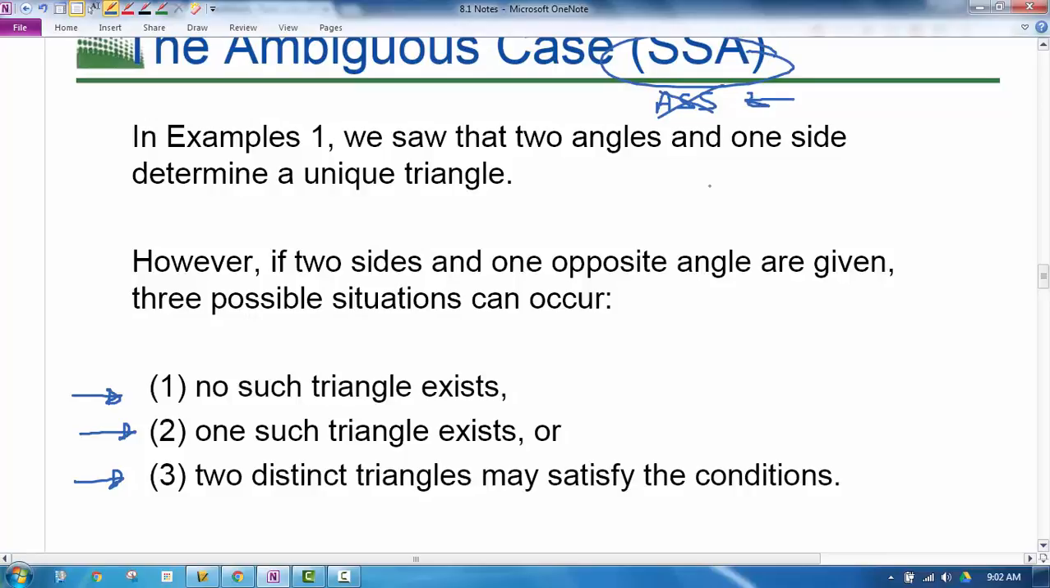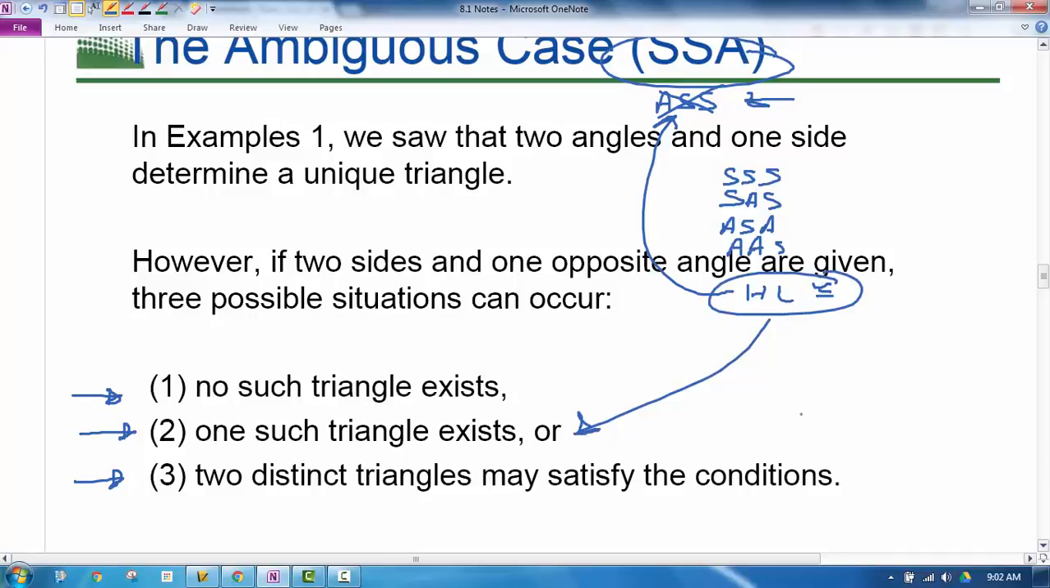If you remember, the triangle congruence theorems from geometry were side, side, side; side, angle, side; angle, side, angle; and angle, angle, side. HL congruence theorem was another one, which actually came from the side, side, angle. I'll show you in a second. And what this one was, when one triangle exists from this ambiguous case of side, side, angle. So let me show you this.